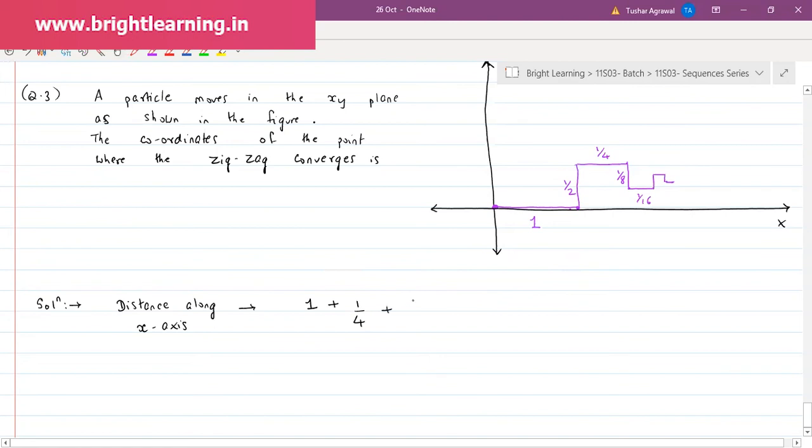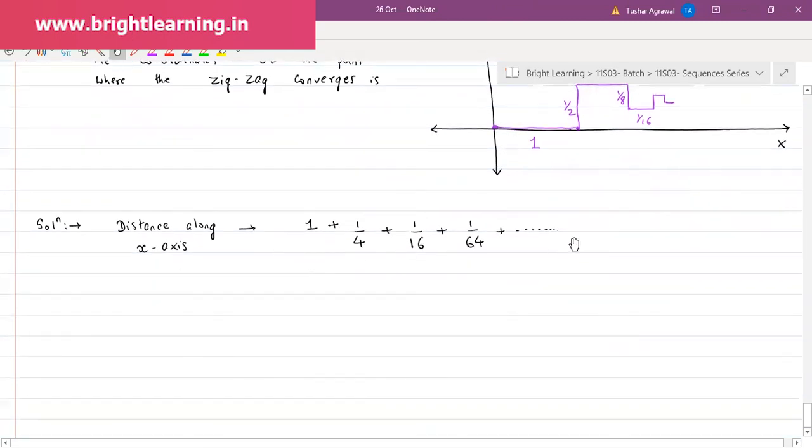after that, plus 1/16. After that, plus 1/64. And so on up to infinite terms. Yes or no? Actually, it is a geometric progression with common ratio half: 1, then half, then into half, into half. But for x coordinates, we are taking alternate terms. 1/2 is along the y coordinate, 1/4 is along the x, 1/8 is along the y coordinate, 1/16 is along the x. So 1, 1/4, 1/16, 1/64. This is our geometric progression along the x-axis.